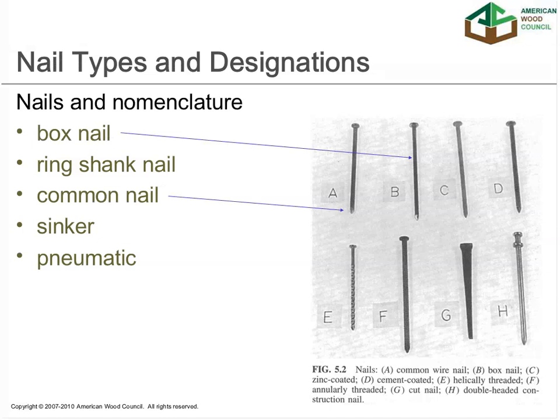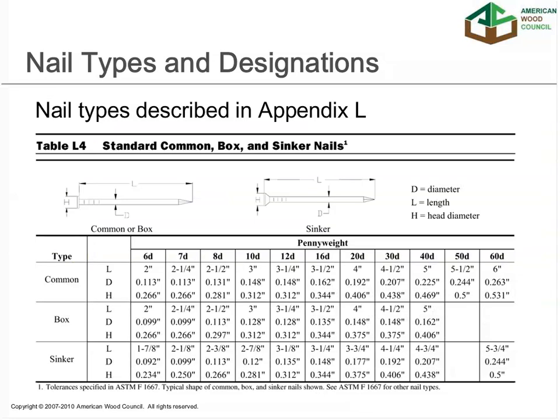So then we talk a little bit about different types of fasteners. Nails, for example: we have box nails, common nails, sinkers, ring shank, and pneumatic nails. Those are all defined by certain different ASTM standards, but again, Appendix I of the NDS shows the various diameters and lengths of those fasteners. Oh, I'm sorry, no, that's Appendix L. My mistake. Appendix I lists the bending yield properties. Appendix L lists the dimensional properties for these various products.